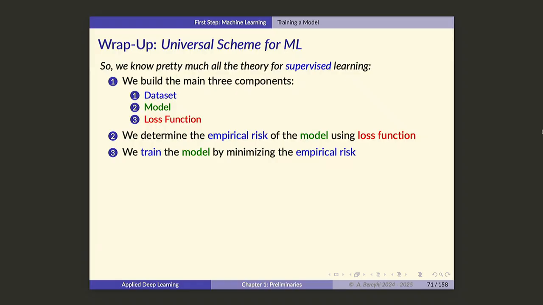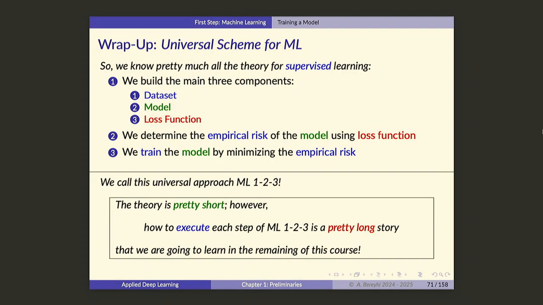Some people, I have seen in some texts, call it machine learning 1, 2, 3. This is a general recipe for doing any machine learning problem. You build your main components, you compute the empirical risk, and then you minimize that empirical risk to do the training. This sounds quite simple, but in practice, every single step has so many challenges. And this is what the whole course is about, focusing on deep neural networks as the model. Why we do it, I'm going to show today. Questions?